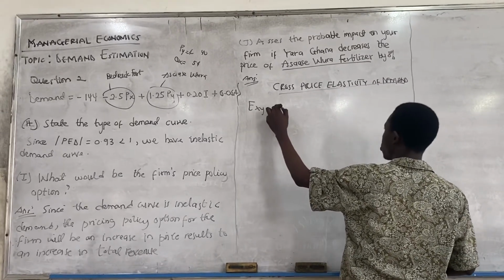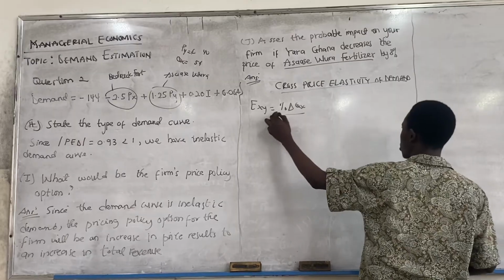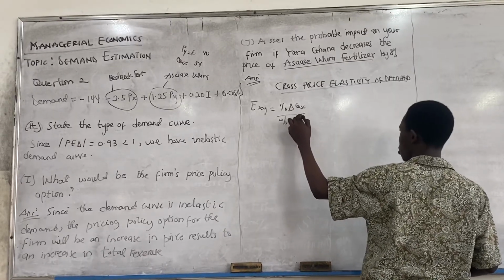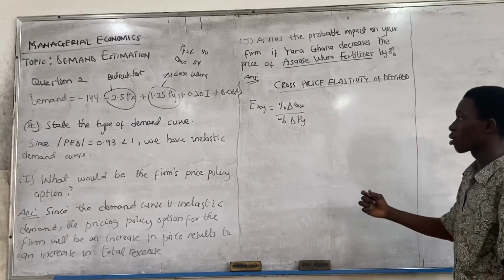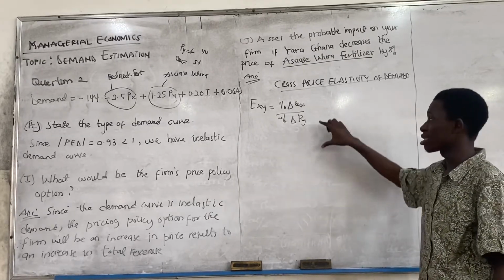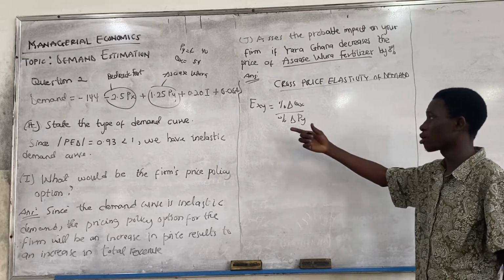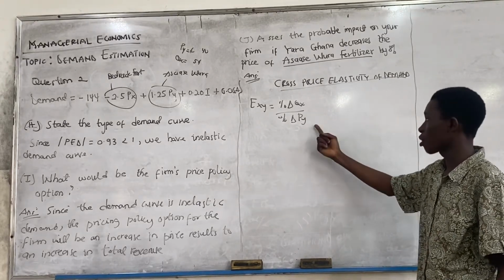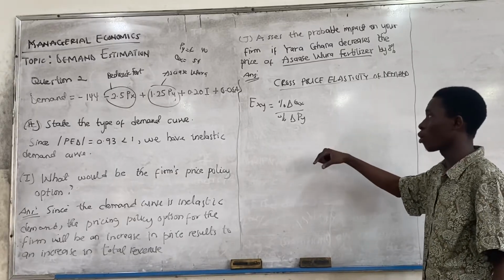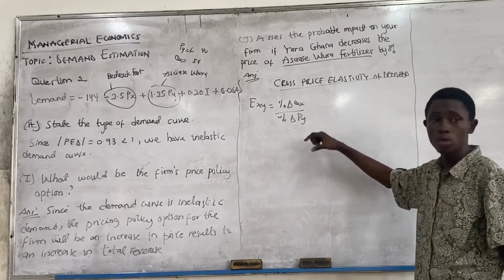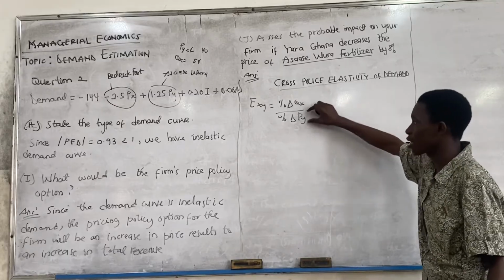So we have EXY, the proportional change in quantity over the proportional change in PY. For cross, if you are picking a quantity, let's say cocoa, you are not supposed to pick the same price of cocoa, but a different price, let's say cassava. That's why you see Y here. But with own price, if you are picking a quantity, let's say cowboy, you are supposed to pick the same price of cowboy. So with own price, if this side is PO, this side is also what?